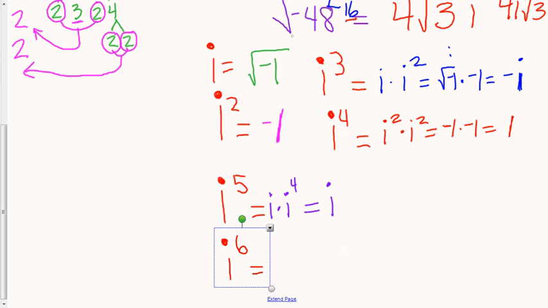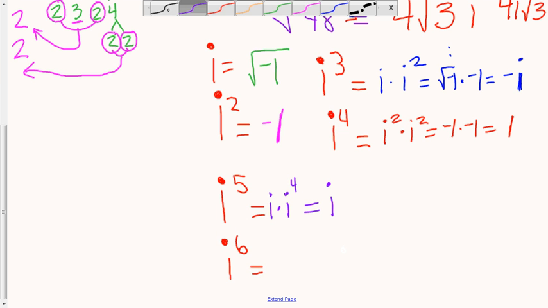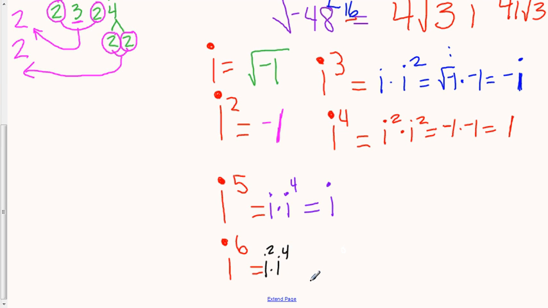i to the 6th would be the same as i squared times i to the 4th. And so that would be a negative 1.